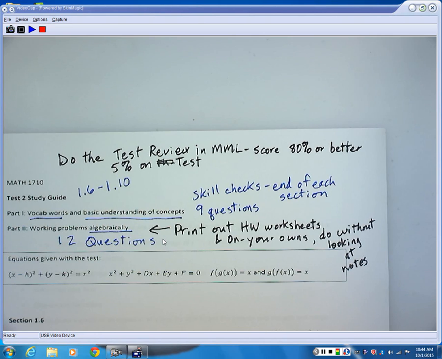Anytime you can get bonus points on a test without being in the test environment where you're stressed and can't look at your notes, do it. It helps you in your studying, and it helps your grade on the test.